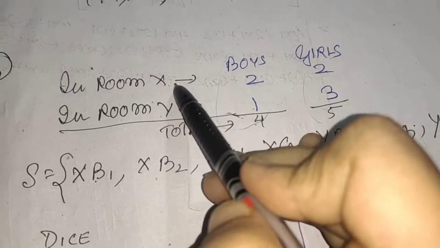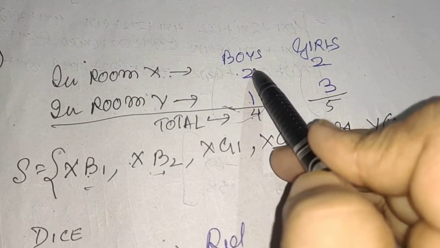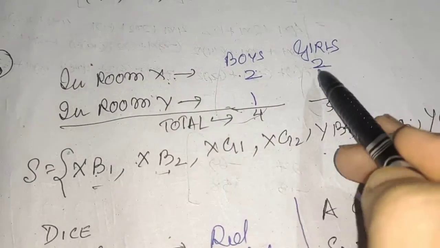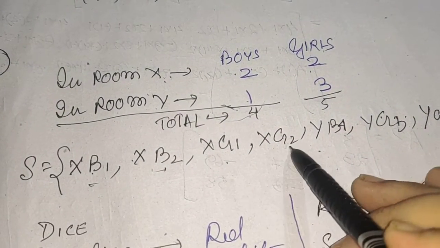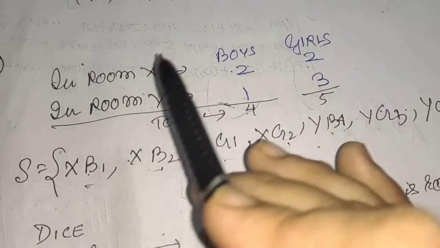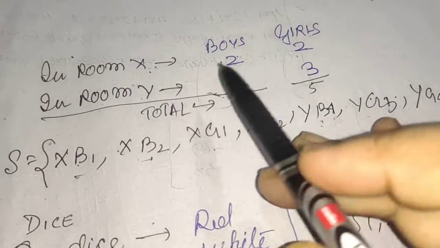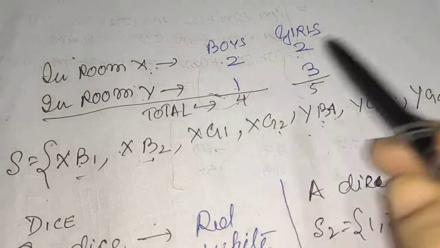Now you see, from room X, boy 1 and boy 2. They are the first two boys. From room X, there are girls, girl 1 and girl 2. Then from room Y, there is one boy, so boy 3. And then from room Y, there are 3 girls.